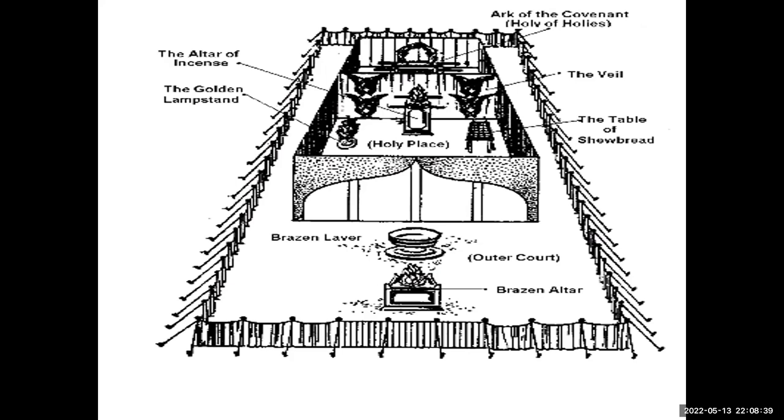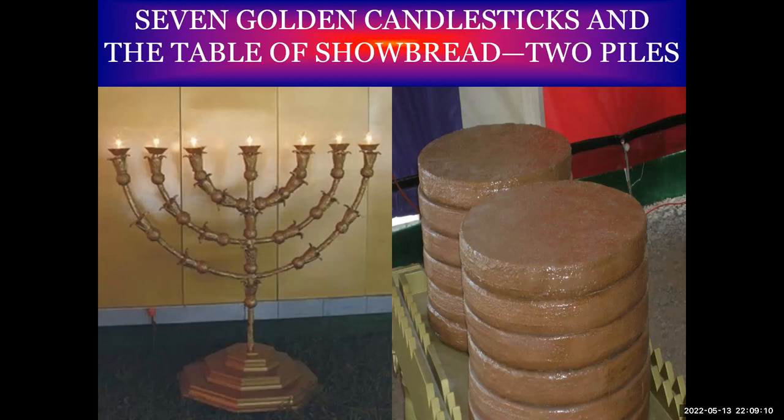All right. So, talk about the sanctuary. The diagram: in the sanctuary we have the altar, an offering, the laver, and the holy place with the table of showbread and the seven candlesticks. Then the altar of incense, the veil, and the ark of the covenant, which is the holy of holies, and the seven candlesticks and the table of showbread.